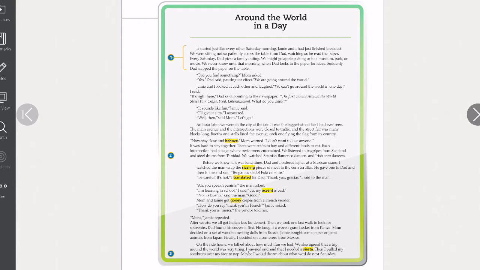Suddenly, Dad slapped the paper on the table. What Saturday tradition does this family enjoy?